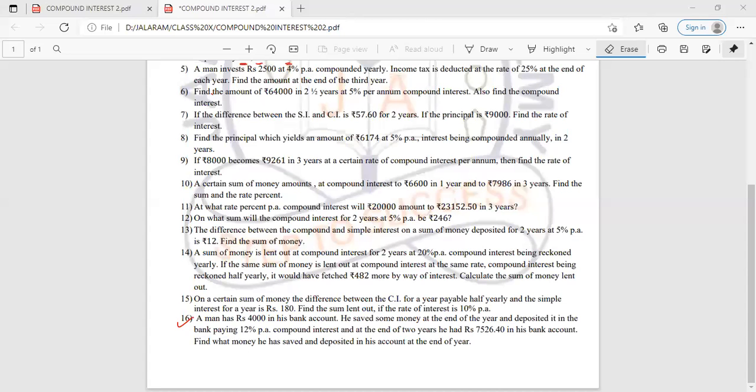So welcome back students. Now we will find how to find the sum if compound interest is given.